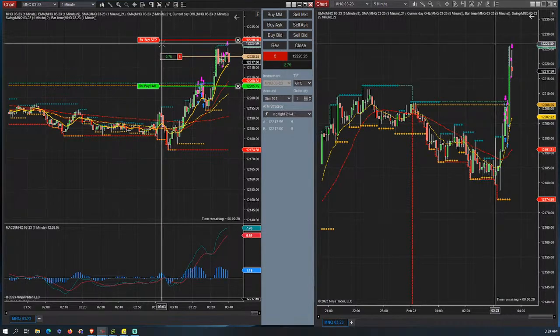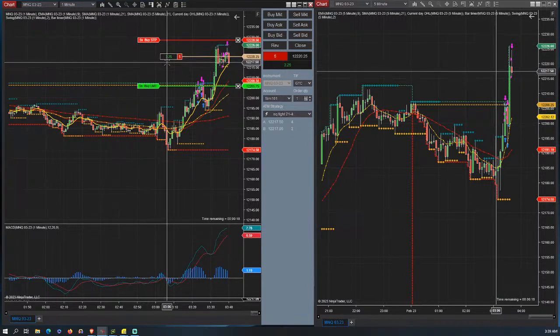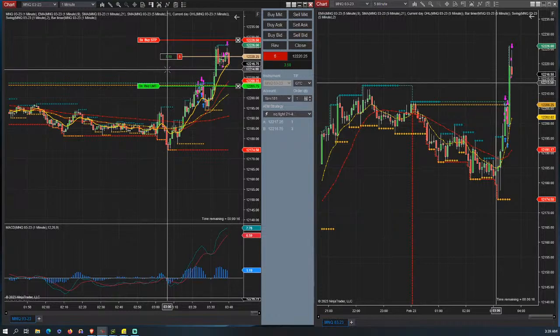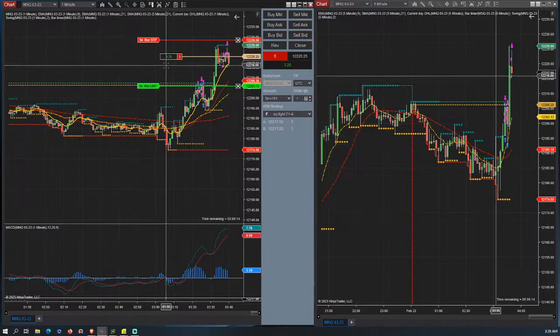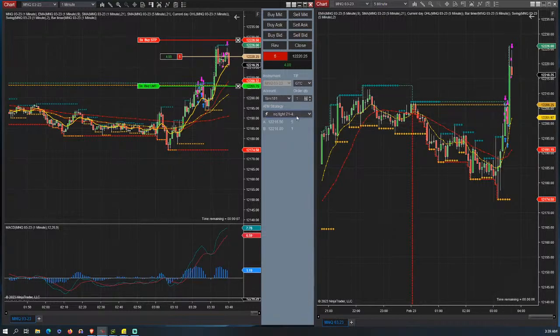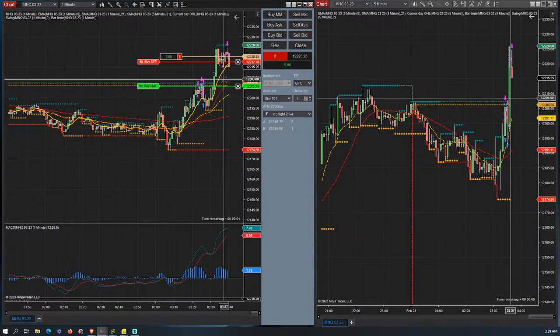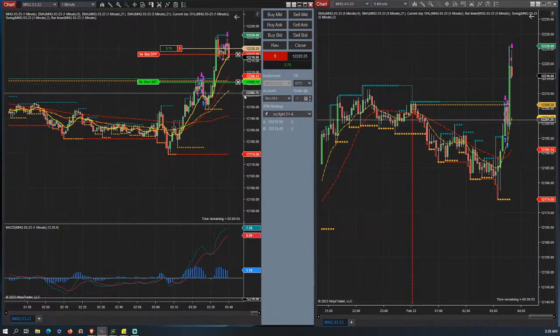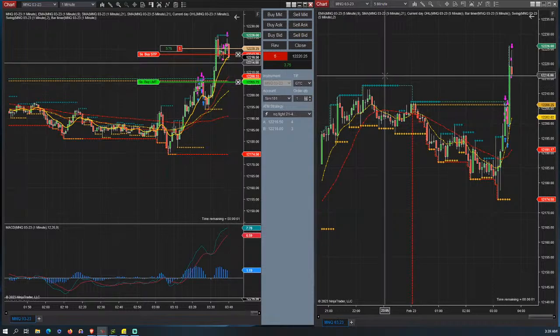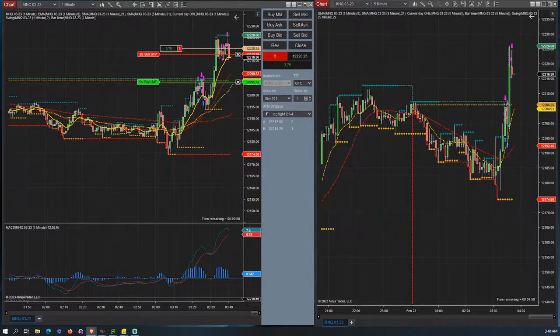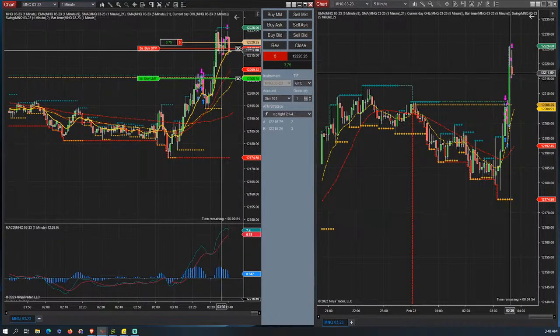Now the trail didn't kick in. Why not? A little more profit, or just because I moved it? It needs a little more profit. My ATM's not. Oh, there we go. Okay. Nice. Probably gonna hit that. I don't mind. I can move it.